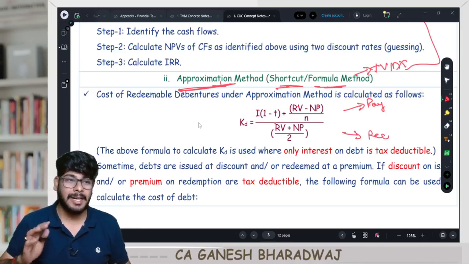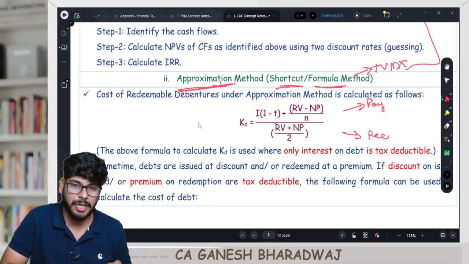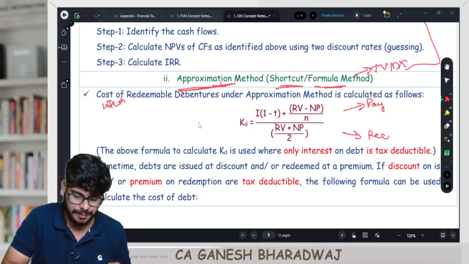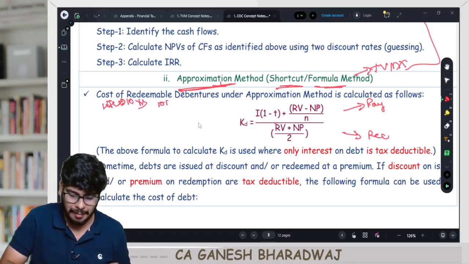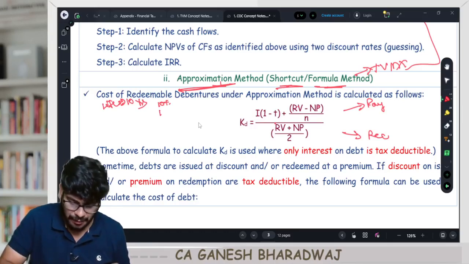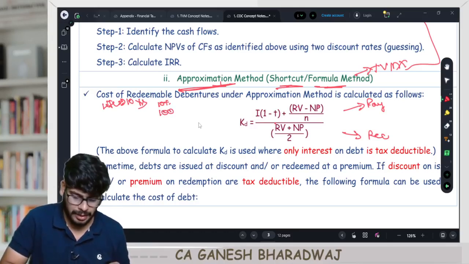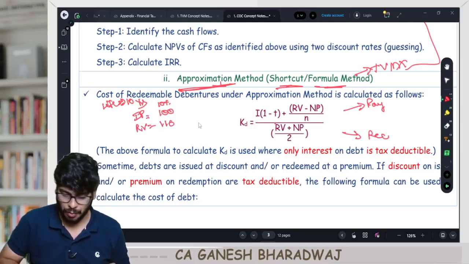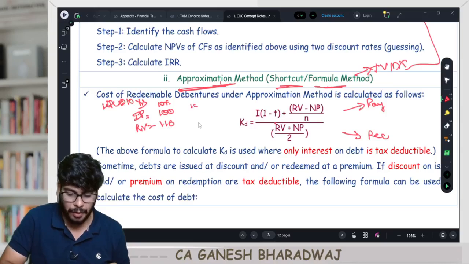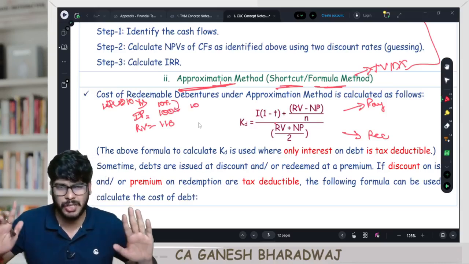Now, let us say we are talking about a debenture which has a life of 10 years. Okay? It is issued at 10%. The face value is 100. That is, the issue price is 100. Redemption value is going to be 110, redeemed at a premium. Okay? Now, every year the company pays an interest of how much? 10 rupees, 10% on 100, 10 rupees. Correct? Just focus, that's all.